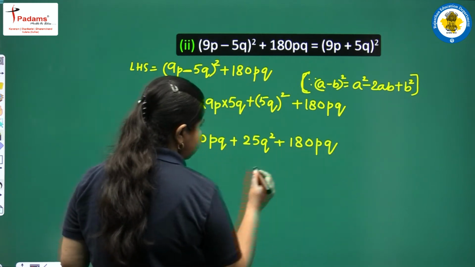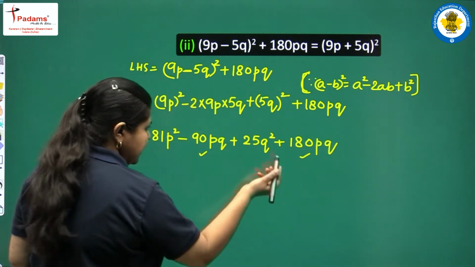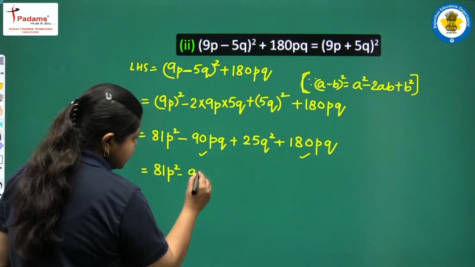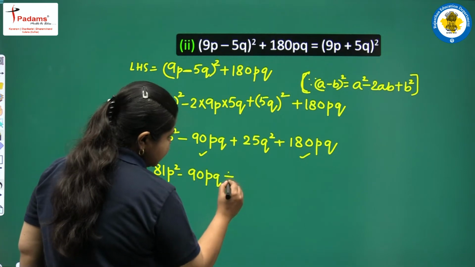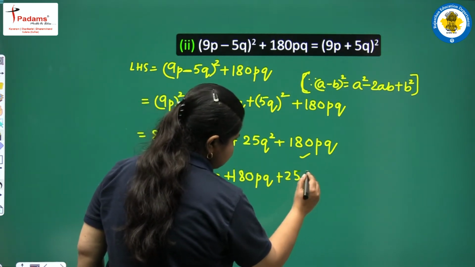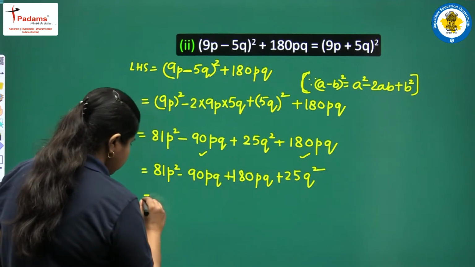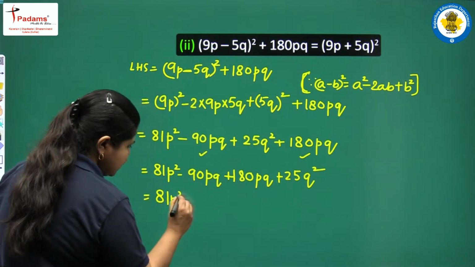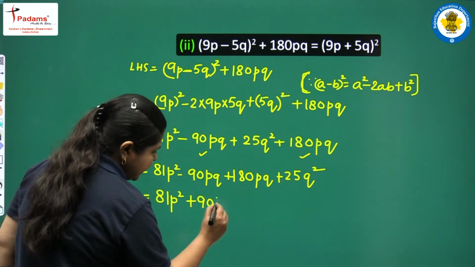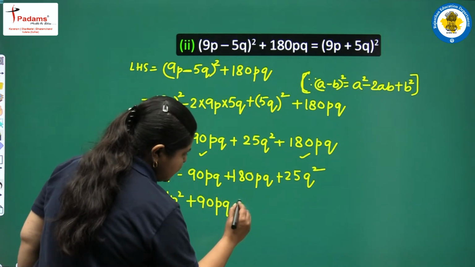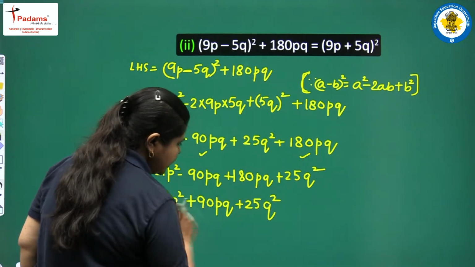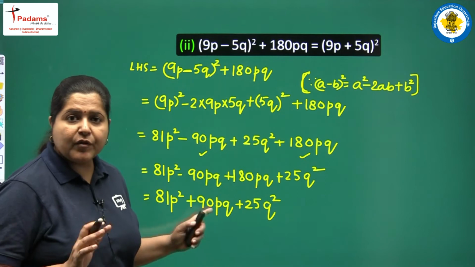Now look at these like terms, this one and this one. We can take them together. 81 p square minus 90 pq plus 180 pq plus 25 q square. Now 81 p square, this will be minus 90 plus 180. It will be plus 90 and then pq will be written as it is, plus 25 q square. Now we cannot simplify it further. This is the simplified form of the LHS.